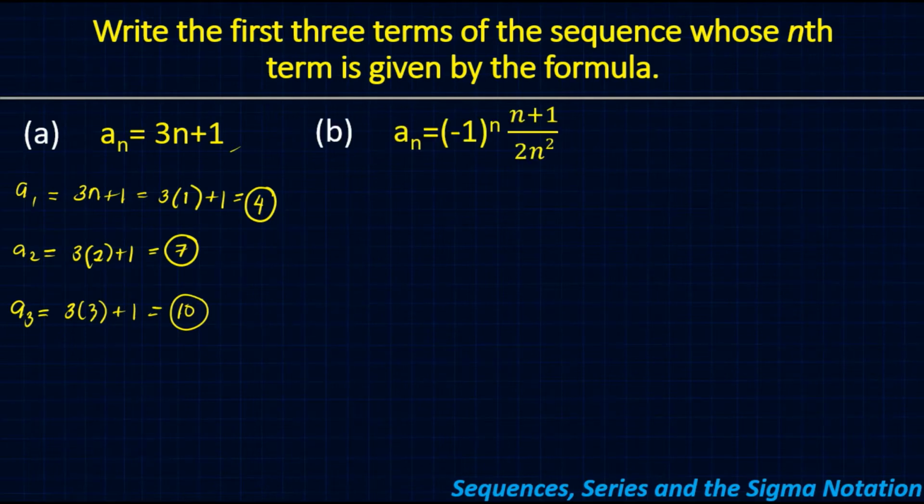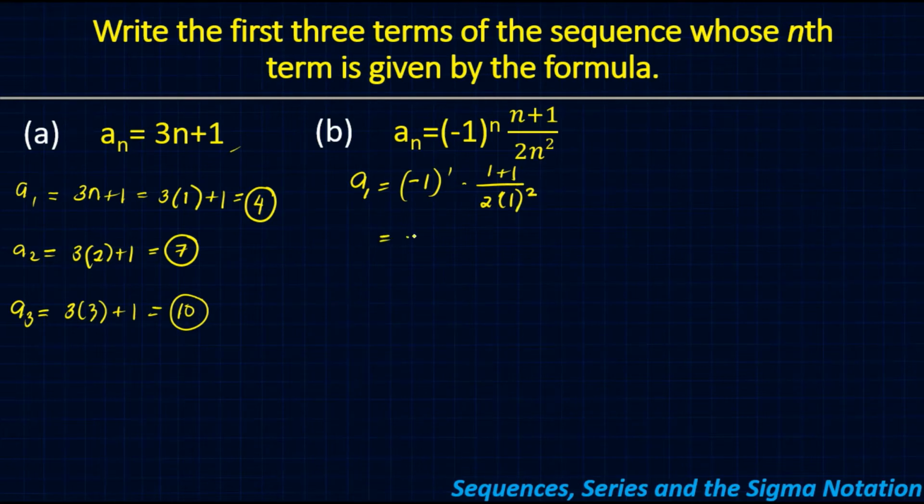For the second sequence, we have a sub n is equal to negative 1 raised to n times n plus 1 over 2n squared. So in here, to get the first term, which is a sub 1, we are going to substitute 1 dun sa n ng ating sequence. So we have negative 1 raised to 1 times 1 plus 1 over 2 times n. Yung n natin magiging 1, then squared.